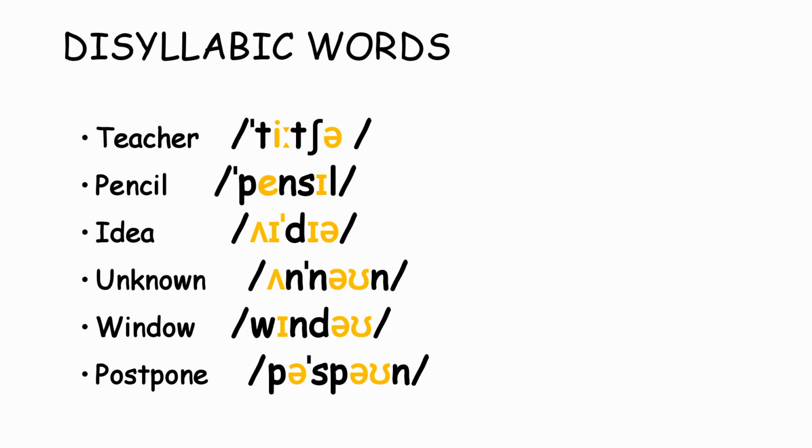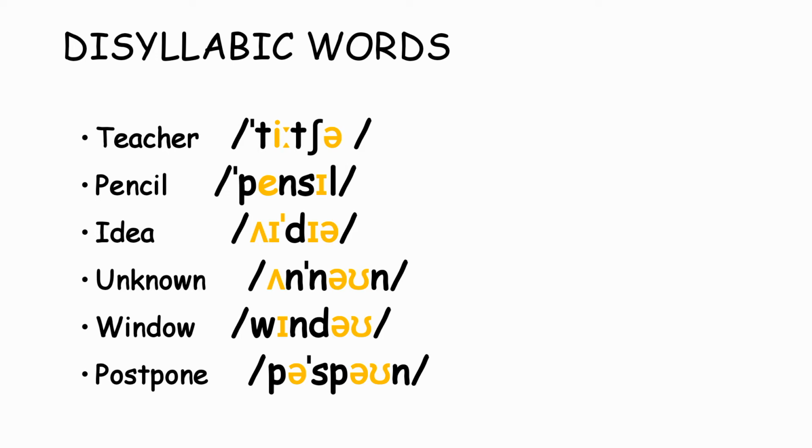The first one, teacher, T-E-A-C-H-E-R. You see its phonetic transcription beside it. For your understanding, I intentionally marked the vowel sounds with a different color, light saffron. So what are the light saffron sounds in teacher? Only two vowel sounds are there, so two syllables are there. So it is a disyllabic word.